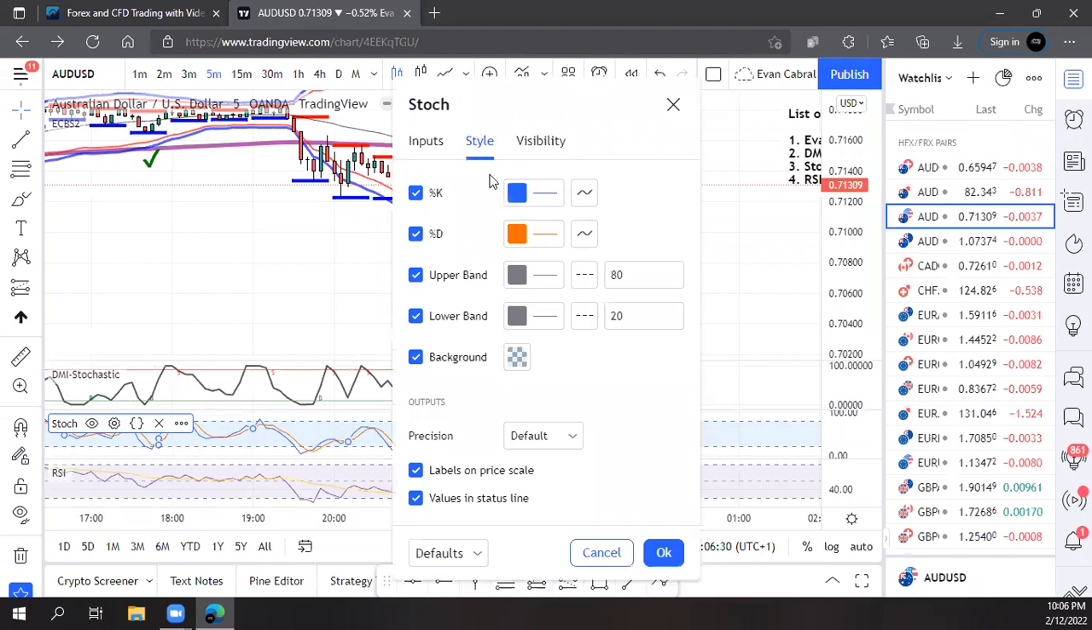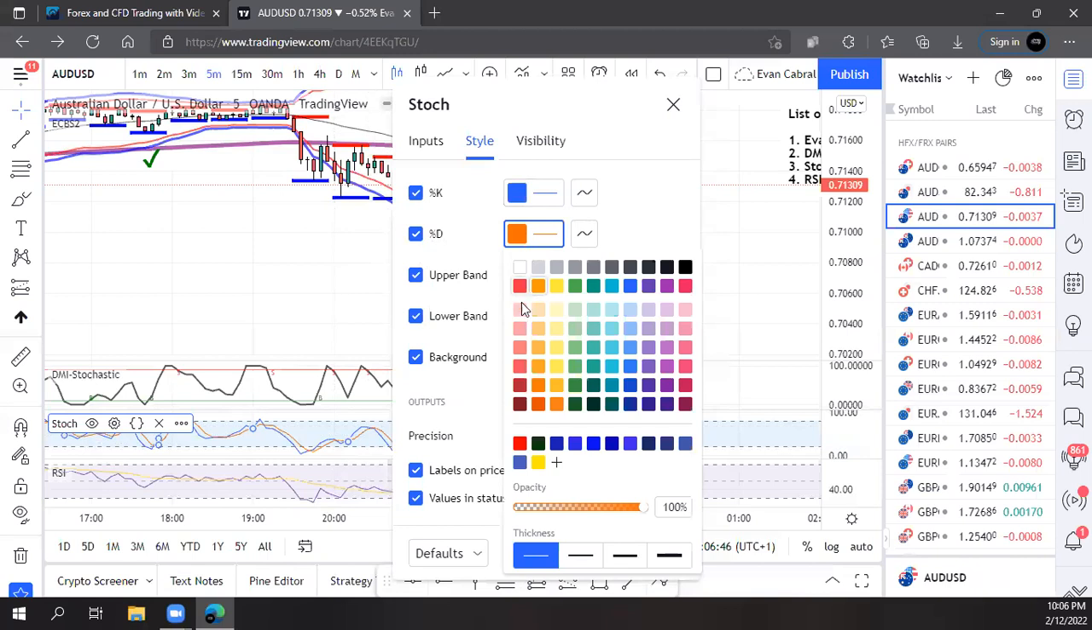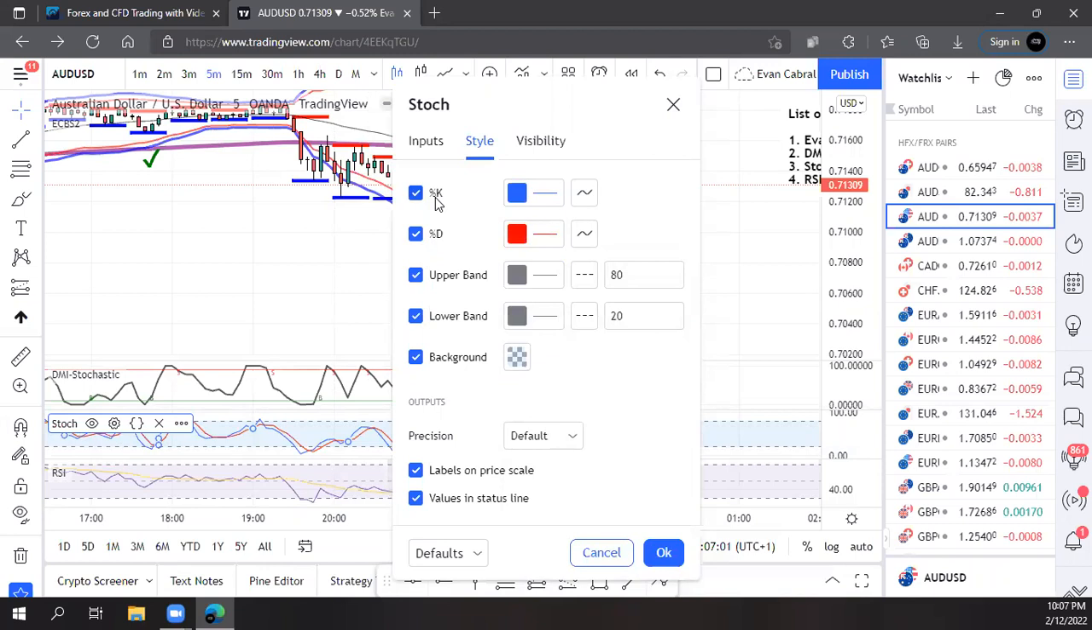So when it comes to the style, we want to make the lines. It depends on what you want to do. We can leave it as blue, and we can make the D red. I'm going to show you guys why I prefer to do this. If you want to make it thick, you can make it thick, but if you want to leave it like this, you can leave it like this. So the K is blue, the D is red.